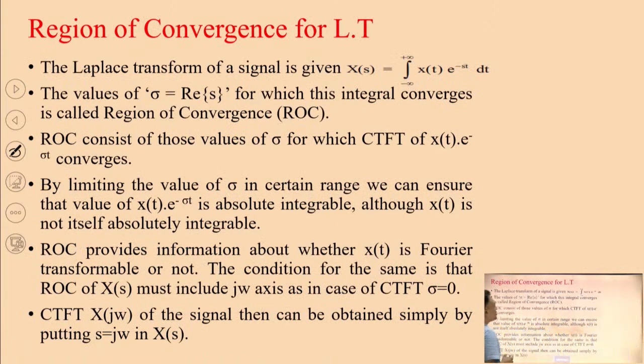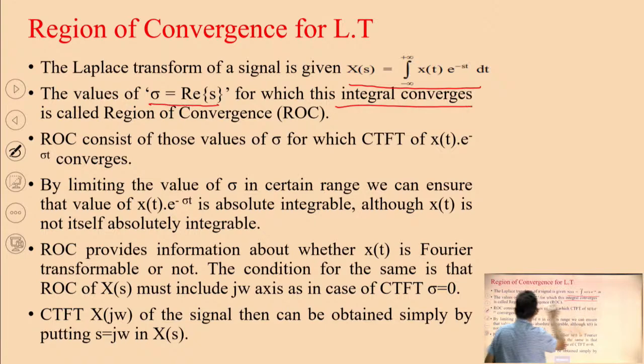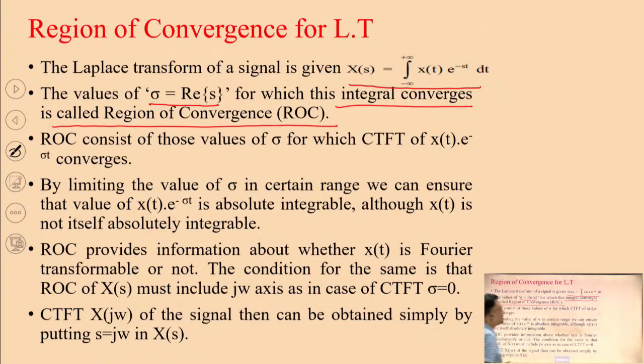So you know the Laplace transform of a signal is given as X(s) = ∫ x(t) e^(-st) dt, where the values of sigma, the real part of s, for which the integral converges is called the region of convergence. In case of CTFT the sigma value will be 0, but here some value of sigma will be there. So we have to check for which range of sigma values this signal converges, or you can say is absolutely integrable. So ROC consists of those values of sigma for which the CTFT of x(t) e^(-sigma t) converges.